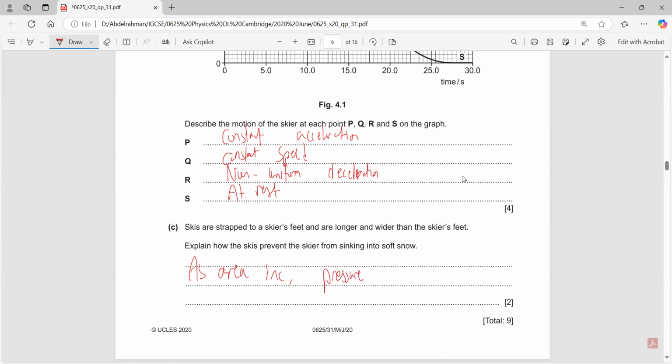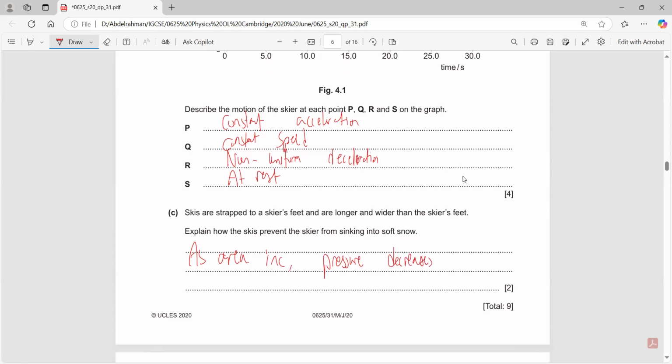Do I have to write it down? If you want to, you can write it down. Pressure decreases as area increases. Pressure decreases as the area increases. They are inversely proportional. Okay, inversely proportional.